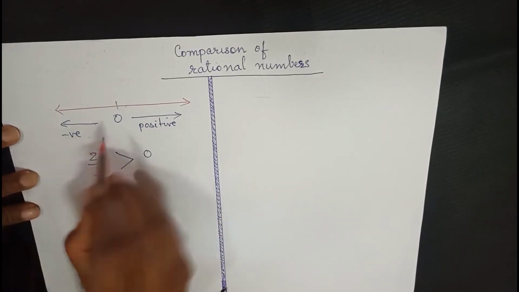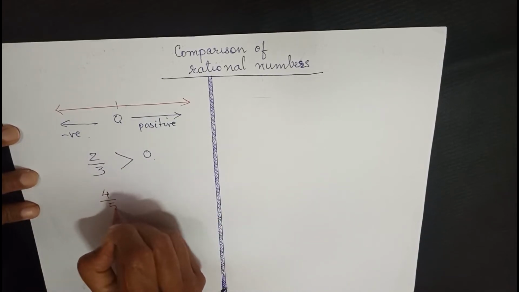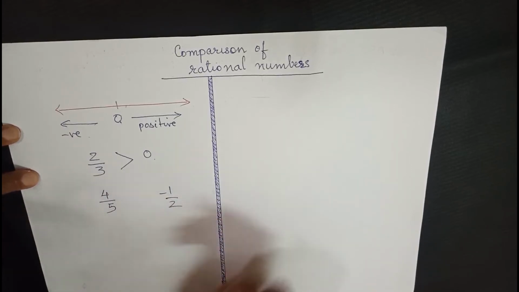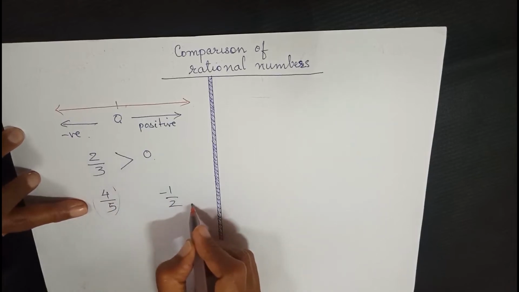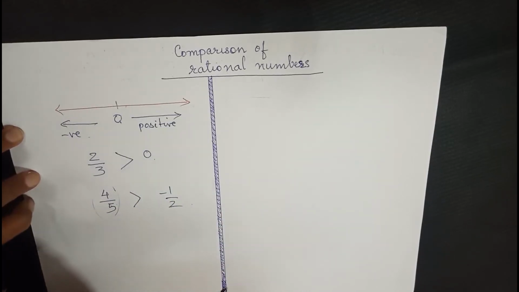Let us say I have 2 upon 3 and 0. I know a positive number will always be greater than 0, right? And let us say I have the rational numbers 4 upon 5 and minus 1 upon 2. There is no need to compare, no need to do any calculations. We always know that a positive number is always greater than a negative number. So directly you can put a greater than sign.